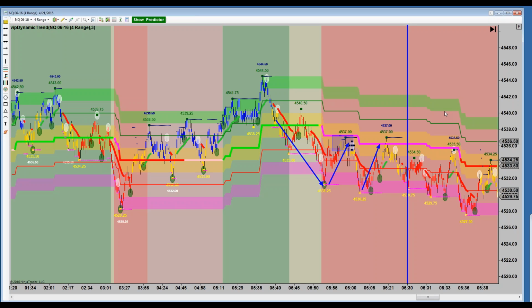Background characteristics of a downtrend are as follows. The background is red. The bands and the mid-band are stair-stepping down, like such. You're getting a series of lower highs and lower lows. Generally speaking, the bars are primarily going to be red in color.